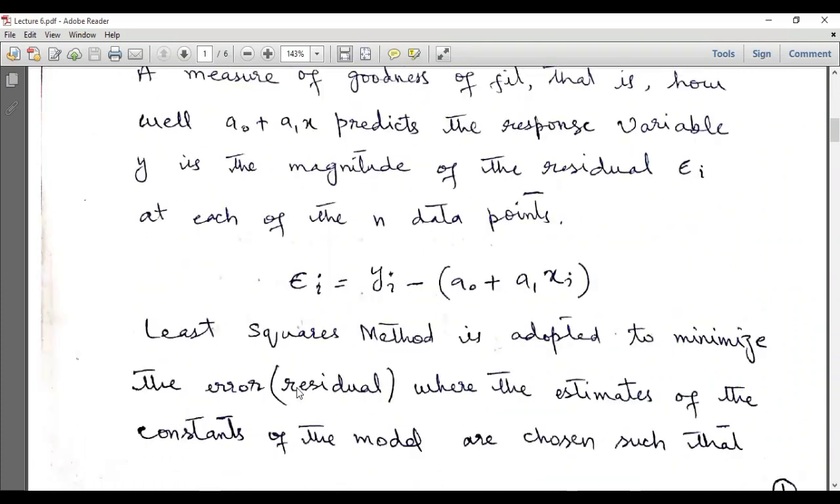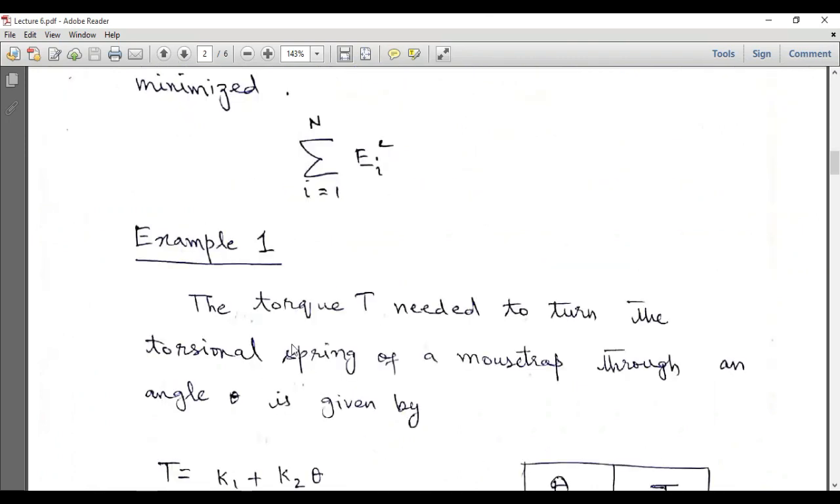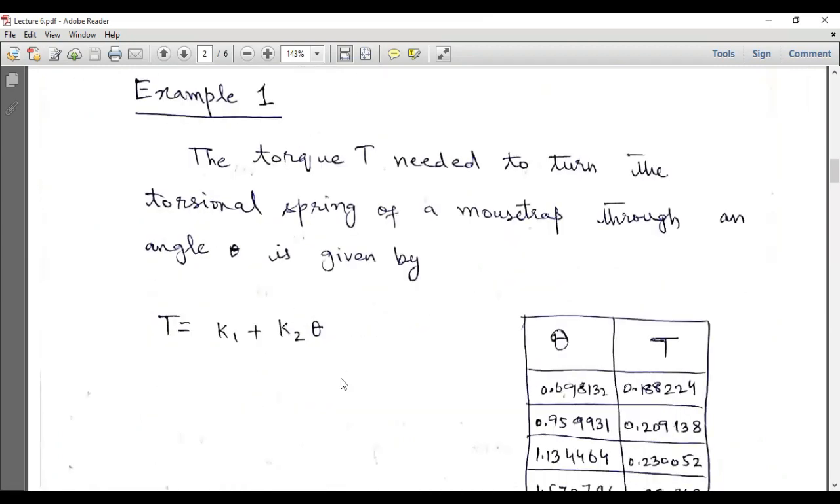So this is going to be a very interesting discussion, and now I will show you how to calculate the minima and how to evaluate these two coefficients a naught and a1. And after that I will move towards the first example.